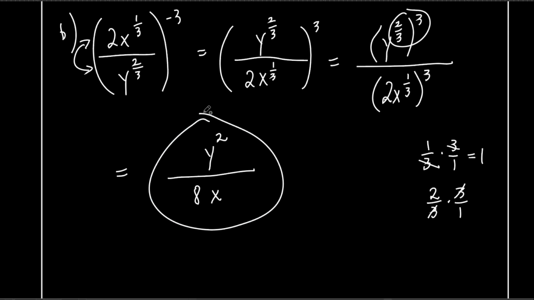That was easier than the first one, wasn't it? The trick to this was right here, that first step. When you have that negative exponent and you have a fraction, flip the fraction, change it from a negative exponent to a positive exponent. That was the toughest part. The rest of it wasn't so bad.